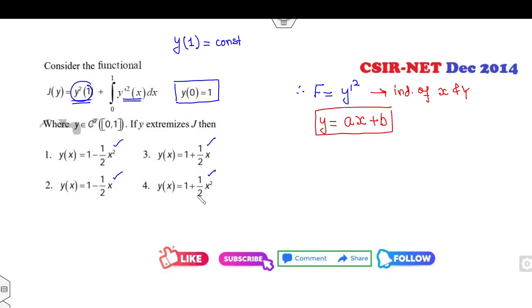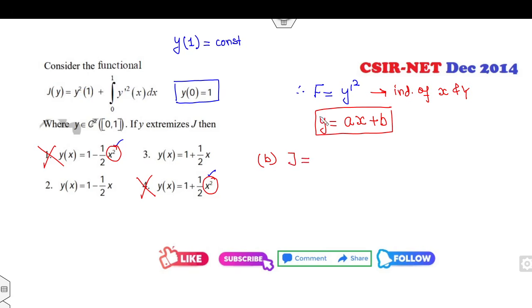Now look at the options. The last one is x square. Option cancel. First one x square, option cancel. Now how can you check the first, second and third? Let's start with the second option. I can substitute this value in the given statement and we will see which one is the minimum.